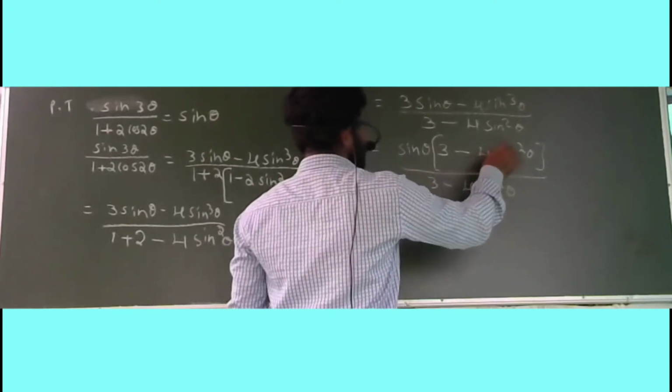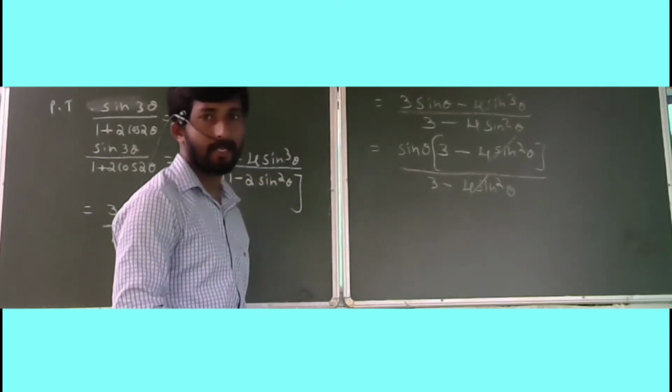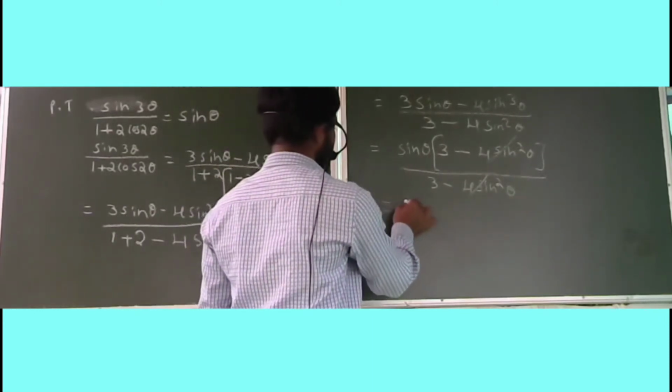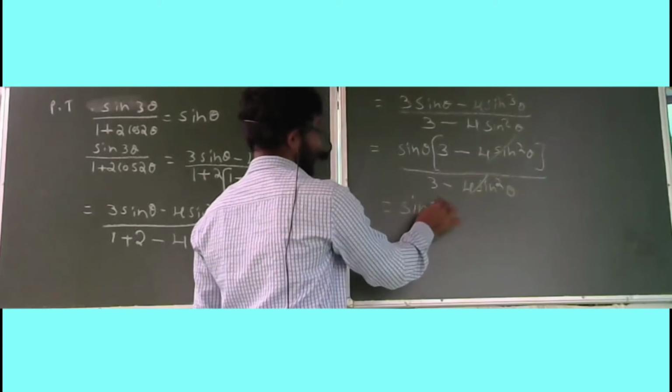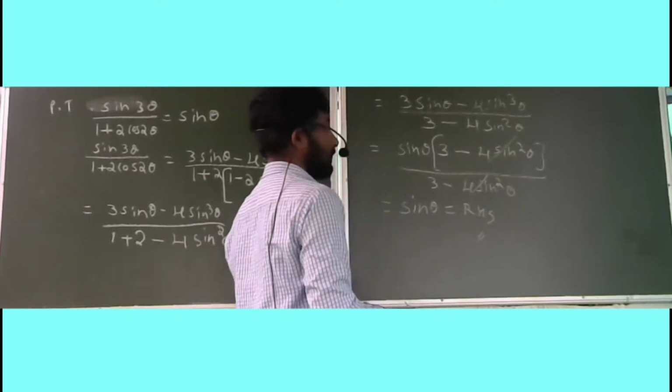Now see, 3 minus 4 sine square theta, 3 minus 4 sine square theta gets cancelled. The remaining sum is equal to sine theta. This is nothing but the RHS of the given question.